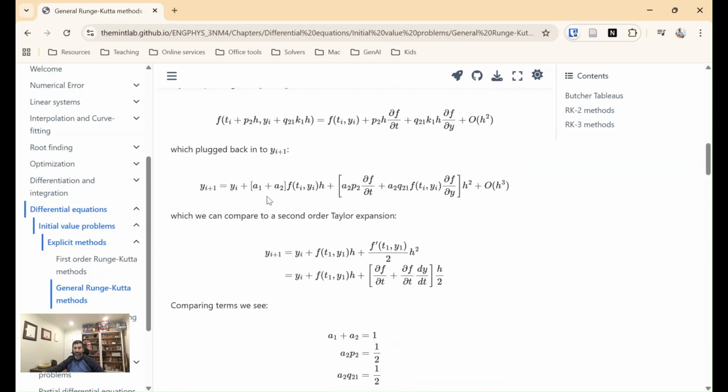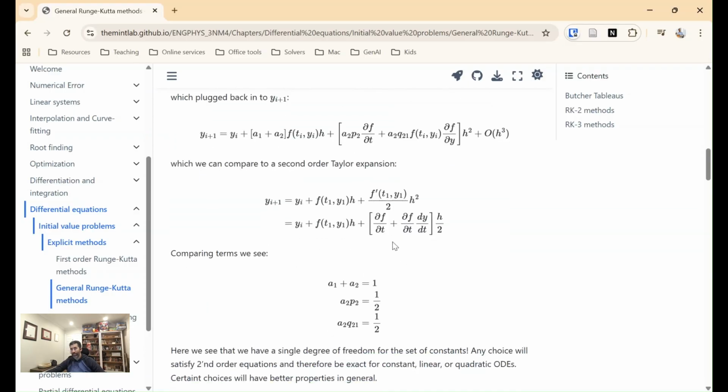What you end up getting is an equation that looks like this. You've got your next solution equal to your current solution plus some combination of terms times your slope plus some other combination of terms times these other guys here. What you're going to do is compare that against the Taylor expansion. So you look at your Taylor expansion, you bust this out using the chain rule, and now you're going to match up your terms.